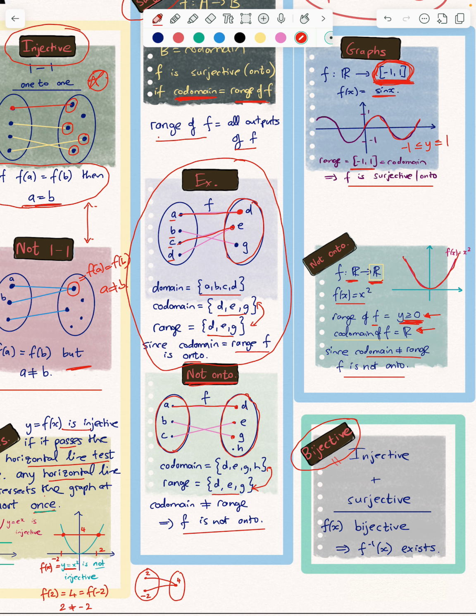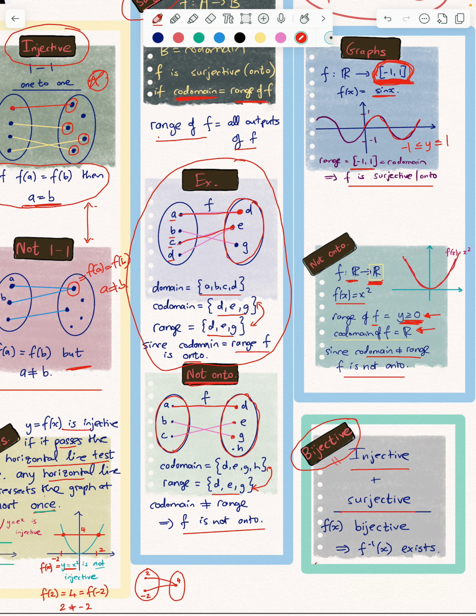Okay, so for surjectivity, you need to figure out what the range of the function is. You need to be told what the codomain is, you're just told that. You can't figure that out yourself. That is determined in advance. And then if the two are equal to each other, it's surjective. If not, it is not. And if a function is both injective and surjective, then the function is said to be bijective.